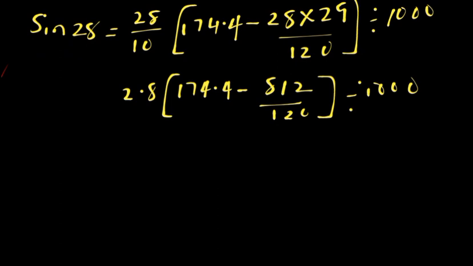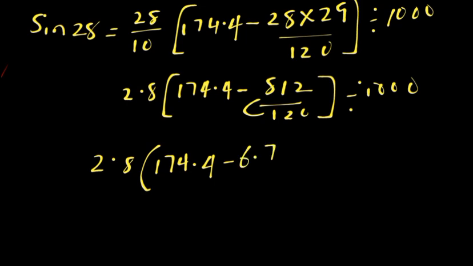So this will be 2.8, and we have 174.4. Now if you divide these parts, 812 by 120, you are going to end up having, minus, 6.767. Then lastly, over 1 divided by 1000 means over 1000. So let me just solve first.